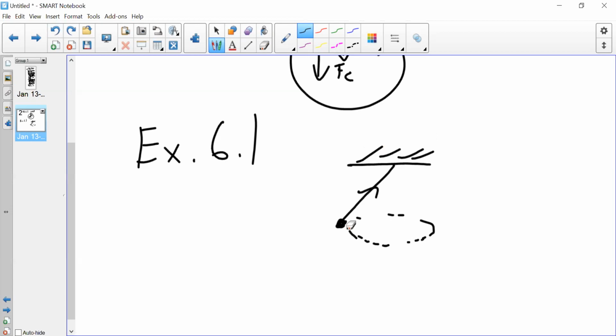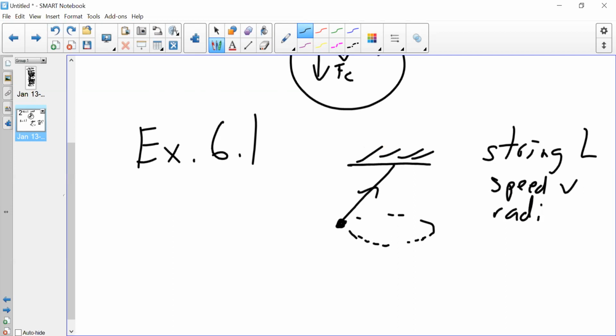And they want you to find the speed, the velocity around the circle, the constant speed. So the string of length L, some arbitrary speed V, and radius R. So you can just imagine this plane is flat and this guy's kind of going around. And so this tension is at some angle theta here. And so our job is to find V.